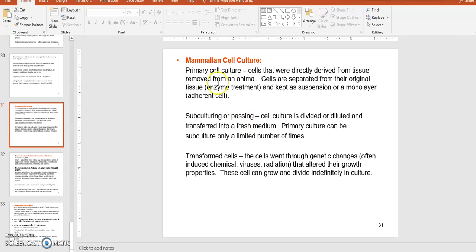Okay, but these cells, the primary cells, cannot live long enough. They will die after a few days, maybe a week or so, because in vitro, the test tube, is not the natural condition they are used to, right? So they will die out eventually. So primary cells cannot live for a long time.